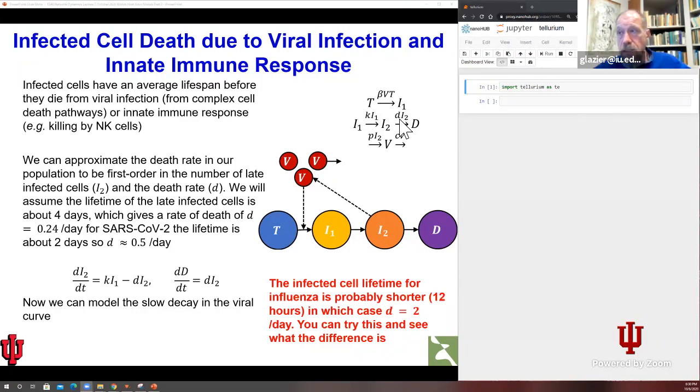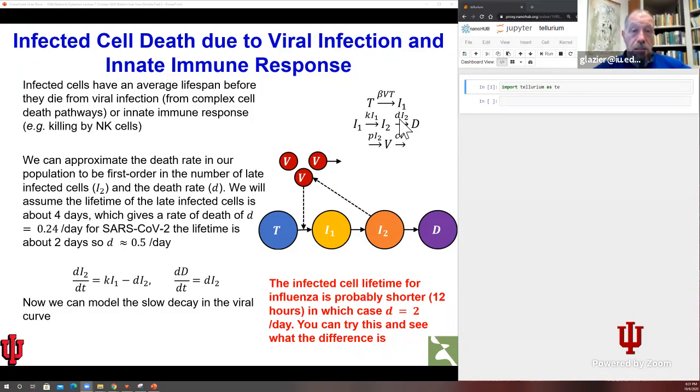Does that make any sense? I hope. So we need to have a rough estimate of how long late infected cells survive, how long they're producing virus.